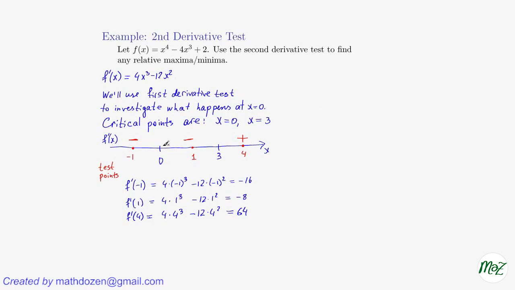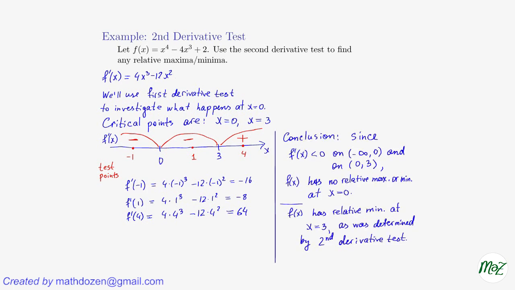So it's going to be negative to the left of 0. It's going to be negative from 0 to 3, and then it's going to be positive to the right of 3. Then our conclusion is that since the derivative is negative both to the left and to the right of 0, f of x has no maximum or minimum at 0. And then at x equals 3 we knew that the function has a relative minimum, and this first derivative test confirms what happens at that point.